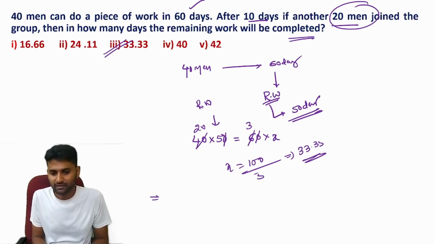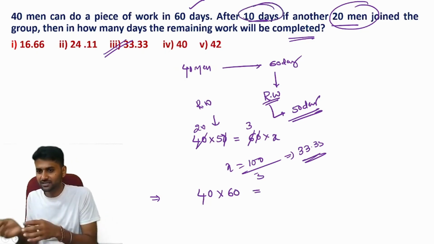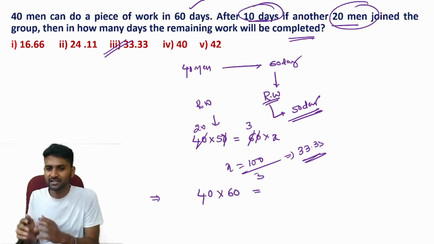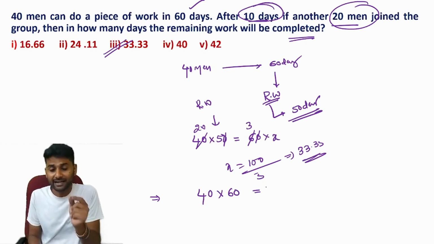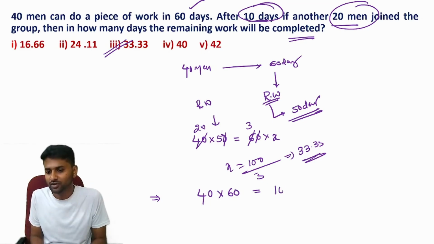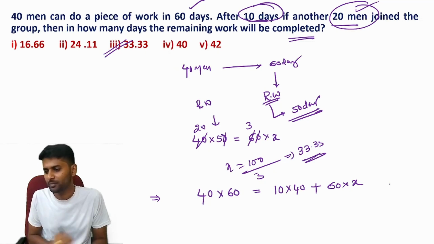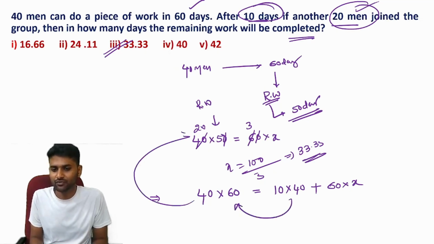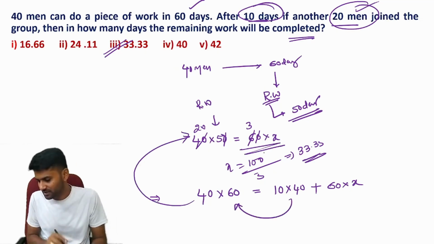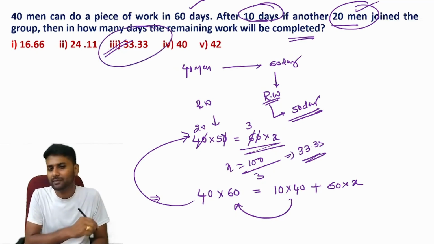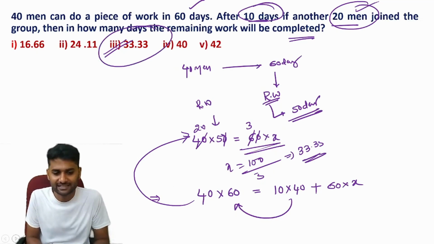Guys, see, if you want an equation, initial planning is 40 men, 60 days total work. Now after 10 days, we are assigning 20 more people. But the first 10 days, they already completed with the 40 people. So how much work is completed? 10 into 40. Now we are adding 20 more people, then the total strength goes to 60. They complete that work in how many days? If you subtract, you will get the remaining work. Then we have to equate it. After the calculation, you will get that the remaining work will finish in 33.33 days.